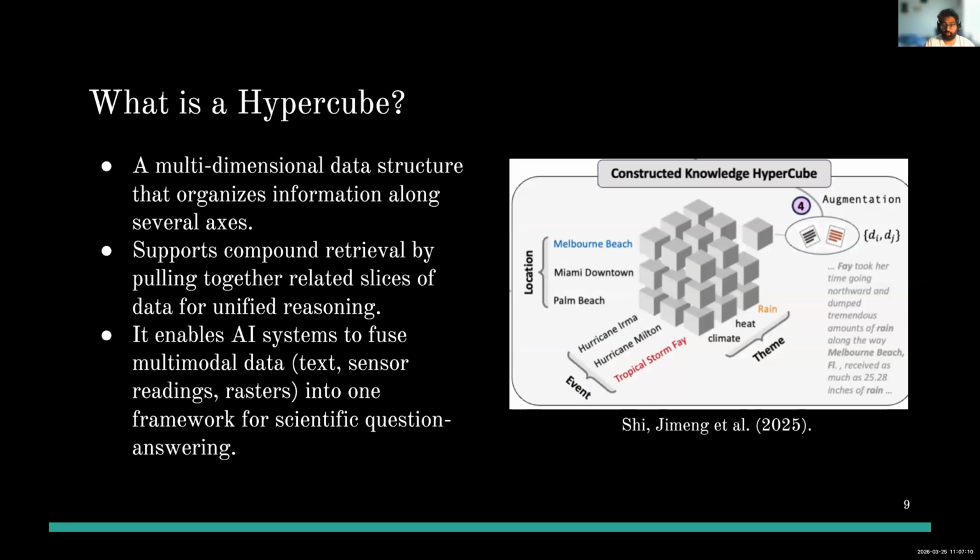So what is the hypercube itself? It's simply a way to manage this large data set. The hypercube is a multidimensional structure that organizes information along several axes, such as location, event, and theme. This allows the AI to pull together related slices of data, such as sensor readings from Miami during Hurricane Irma, for unified reasoning.